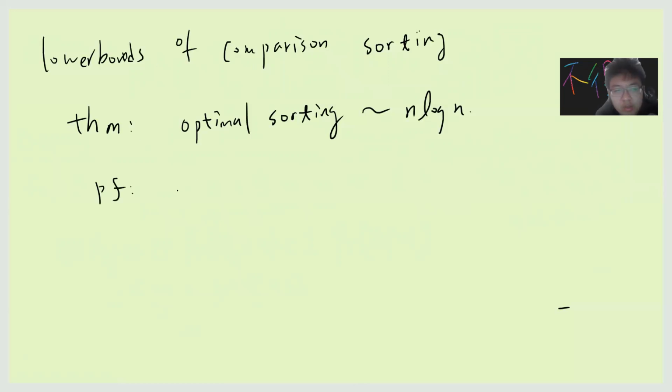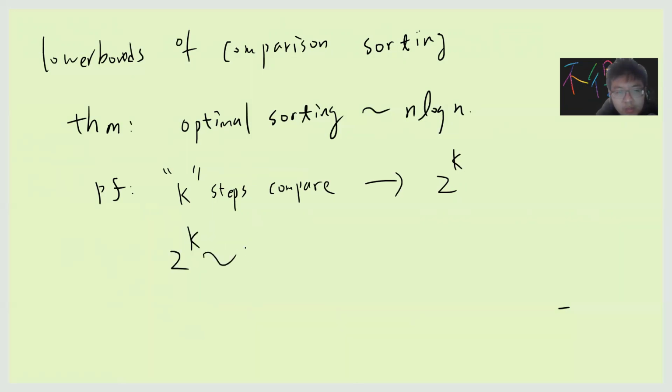Okay, so the proof is just one line. Suppose you want to use k steps of comparison. So you only do k steps of comparing. Then you can at most create 2 to the k different results. You can prove this, right? Because you will create a binary tree where you only get 2 to the k results. But you have n numbers, so you have n factorial results. So your 2 to the k should be compared with n factorial. They should have the same order, or at least 2 to the k should be greater than or equal to n factorial.